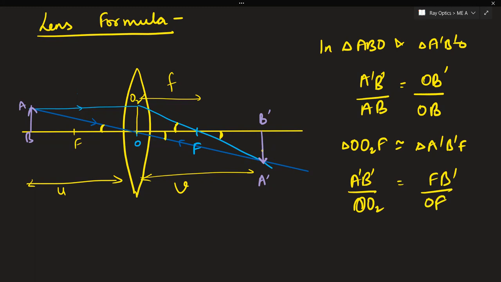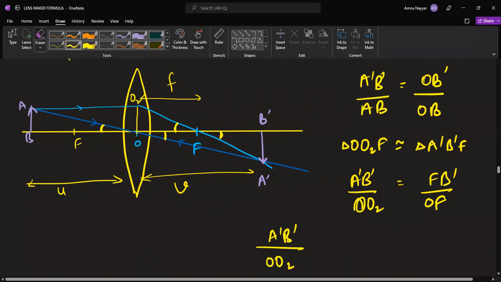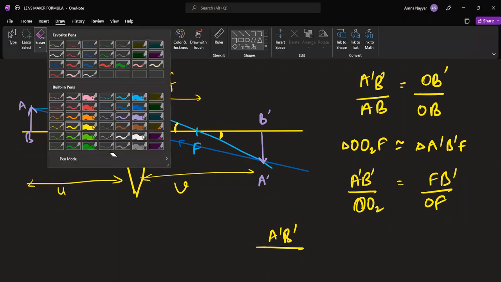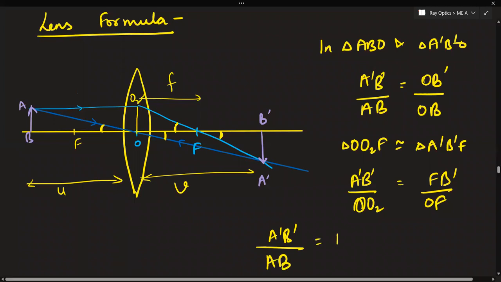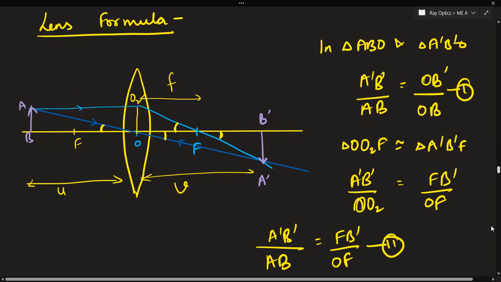Similarity of triangles. Now see, OO2 can be written as AB, that's what I was saying. So instead of OO2, I'm writing it as AB. So A dash B dash by AB is equal to FB dash by OF. So this was one equation, this was another equation. Both were having A dash B dash by AB common. So it means we can equate both these equations since they are having the same terms.